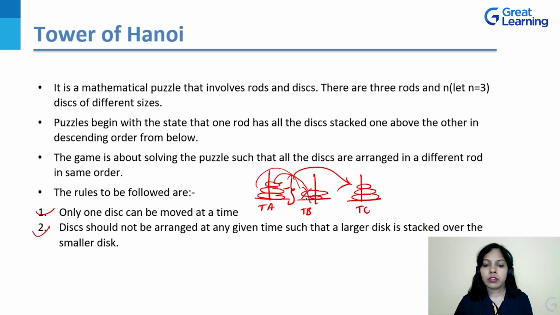That's the second rule. So disks should not be arranged at any given time so that a larger disk is stacked over a smaller disk. Always it should be larger to smaller in order from the bottom to top. So following these two rules, you have to shift all the disks from tower A to tower C. So this is the problem statement. Now, what should be the solution to this?